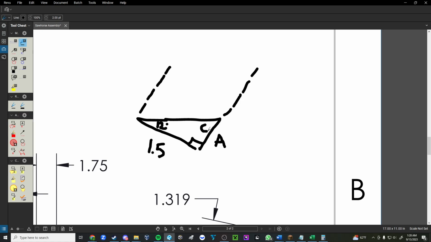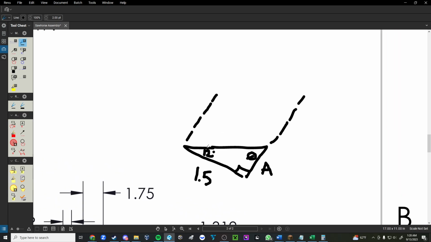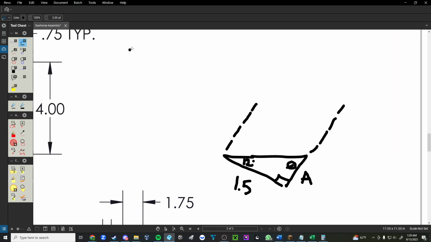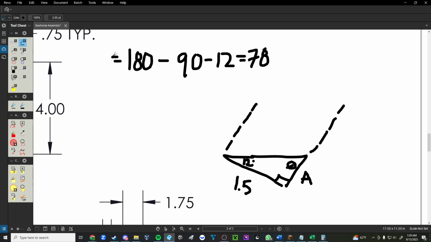This particular angle here, we're going to call that theta. So a triangle is 180 degrees. And we already have two angles. We have the 12 degree and the right angle of 90 degrees. So we're going to subtract 90 and then subtract 12. That's going to give us 78, I believe. And that ends up being what theta actually is.